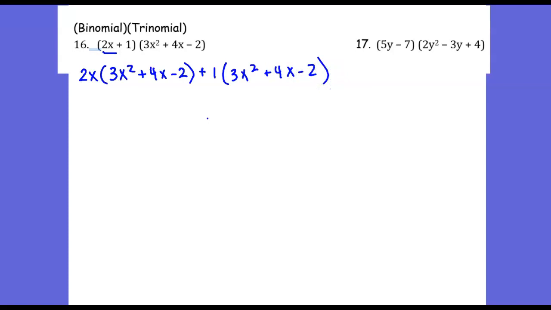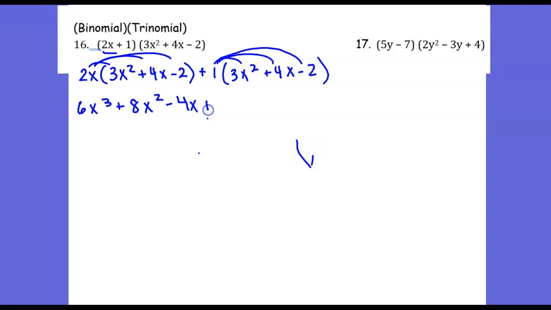Now we're going to distribute. This would be 6x to the third plus 8x squared minus 4x. So I just distributed that 2x. Now I'm going to distribute my 1, but 1 times anything is the same, so we get plus 3x squared plus 4x minus 2.